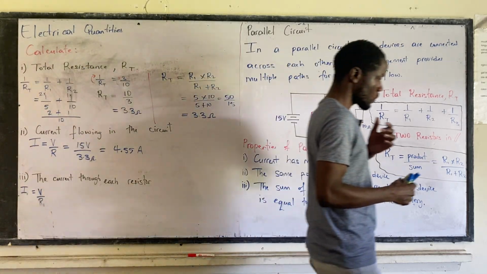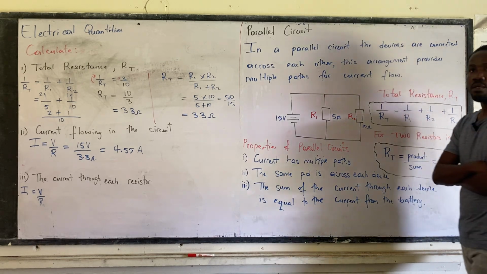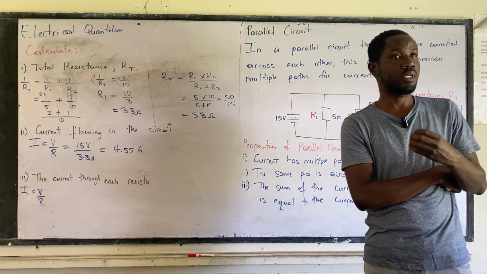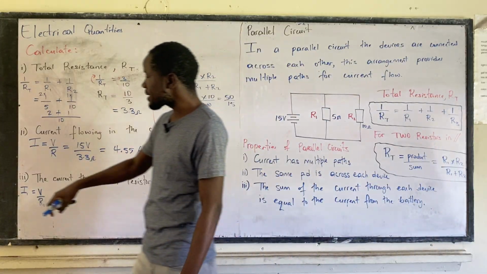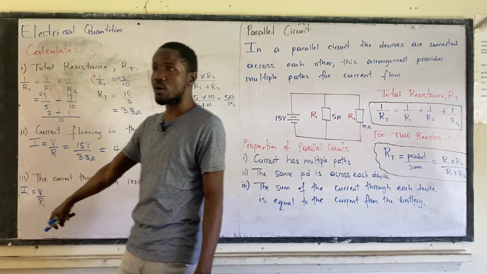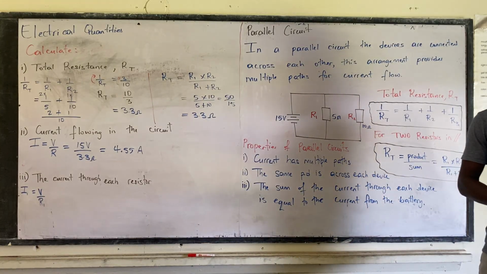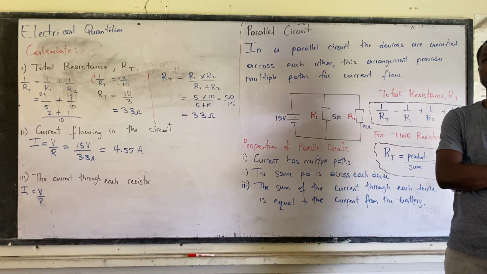Now, in order for us to use any formula, we need to be aware that we have all the variables needed for the formula. So in this case, now we said that I1 is going to be equal to V over R1. Do we know V? Right. We know V? What's V? 15.